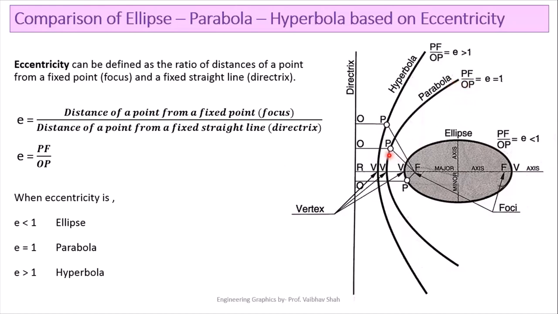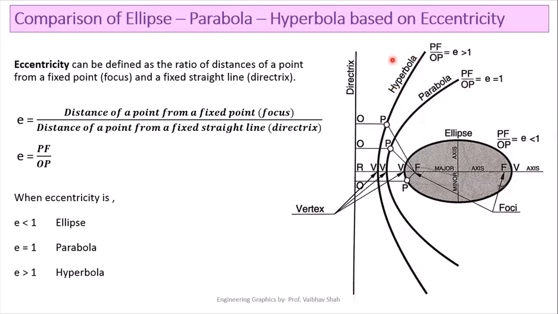So once again, the distance of this point from the fixed point, which is PF, divided by the distance of this point with respect to its directrix, which is OP. So PF by OP is nothing but your eccentricity E. And in this case of the parabola, your eccentricity E is equal to 1, or you can say unity.